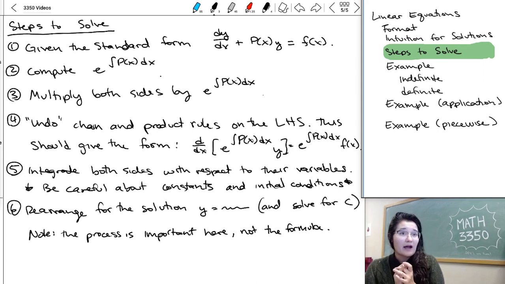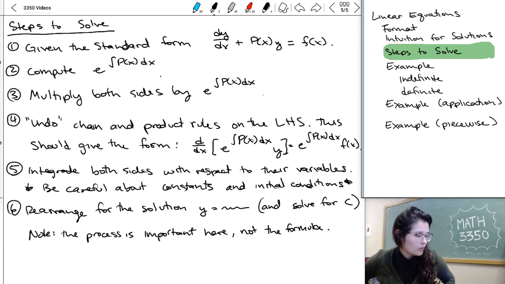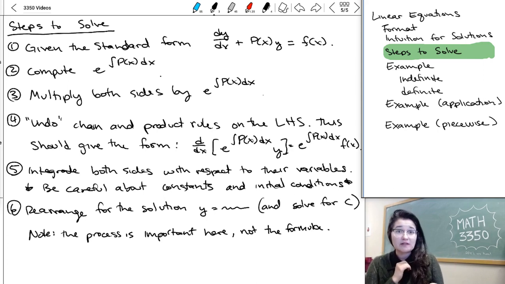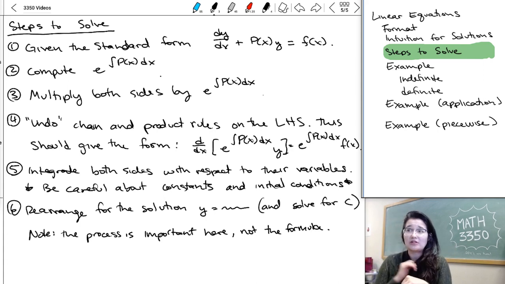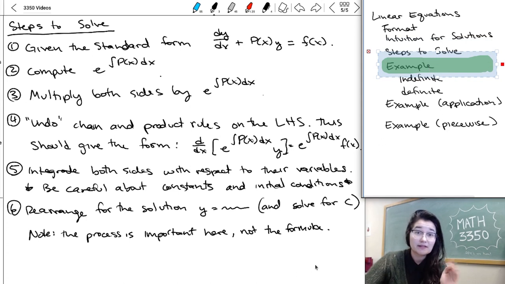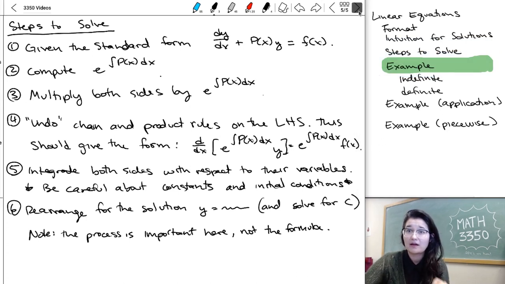I know this is a bit short, but it's okay. We'll go ahead and do the start of this example for the general solution, and then we'll do all the initial conditions in the next video. So let's go ahead and move on to our first example of actually applying this type of solution.